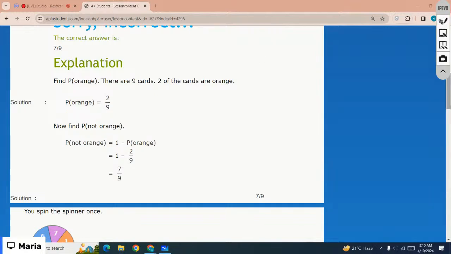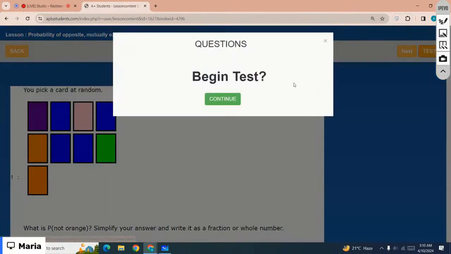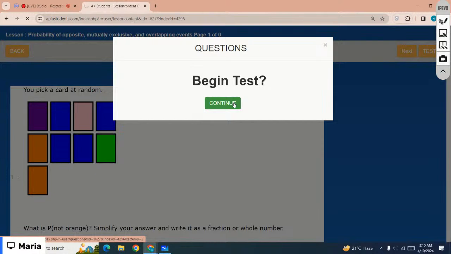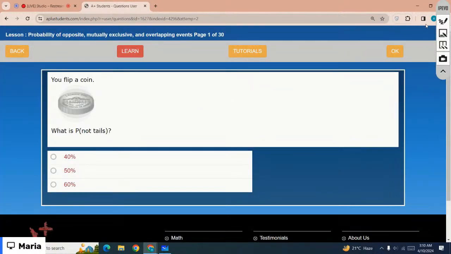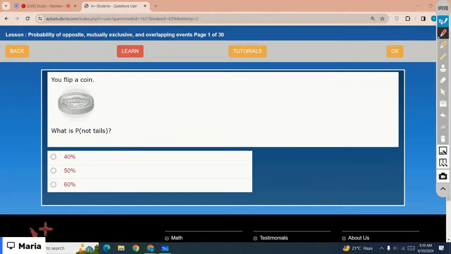Okay, let's just start with the test questions. You flip a coin. What is the probability of not tails? Which is the correct option? Probability of not tails means the probability of head. Like for this one, you need to calculate the probability of not tails, right?